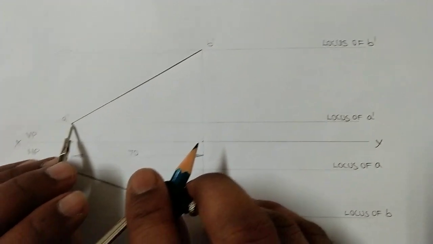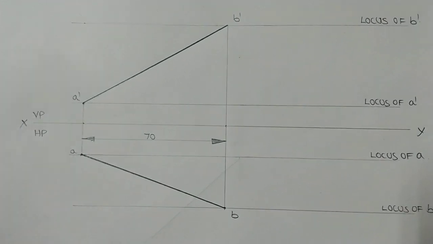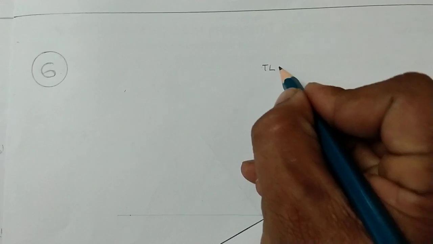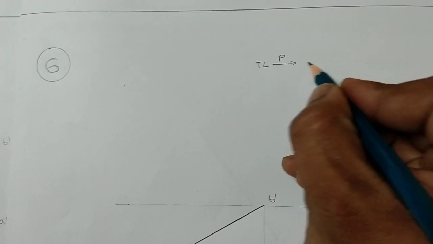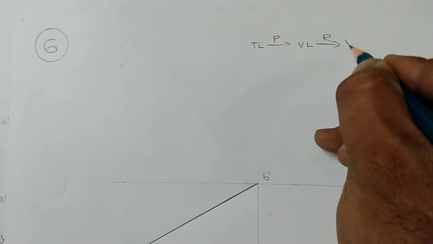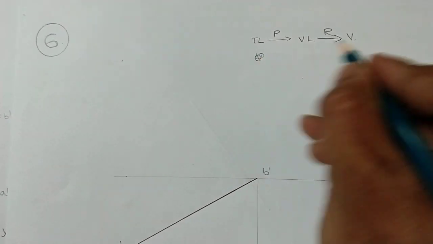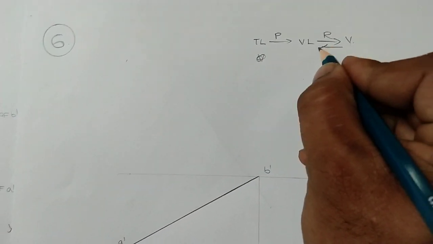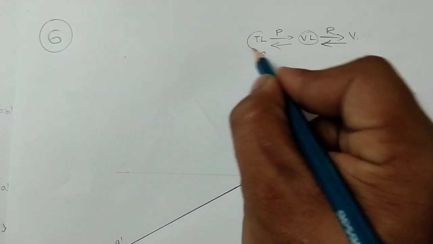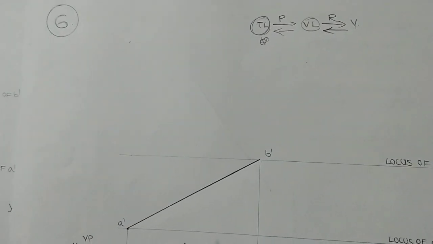When we are having true length, we should project it, then we will be getting view length. Then we can rotate, then we will be getting the view. But if we come to this problem, we have the view. So we have to rotate it, then we will be getting view length. Similarly, we have to project it so that we will be getting true length. So in the opposite procedure, we should move in this particular problem.